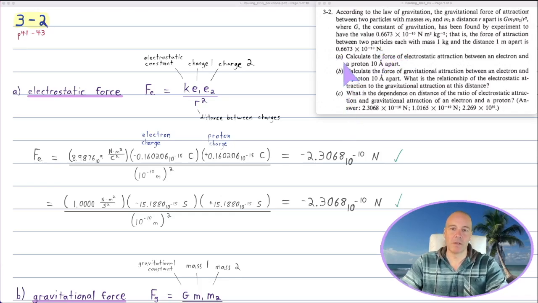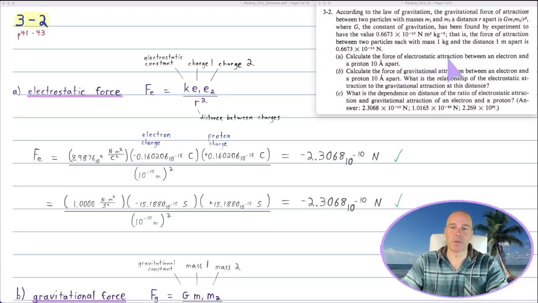There are 3 parts to the problem. The first says to calculate the force of attraction, electrostatic attraction, between an electron and a proton 10 angstroms apart. Part B is similar, but it has you calculate the gravitational attractive force between an electron and a proton 10 angstroms apart. And it asks about the relationship between the two attractions at that distance. And part C asks about the ratio of the electrostatic attraction to the gravitational attraction and whether or not it depends on distance. Let's start with part A.